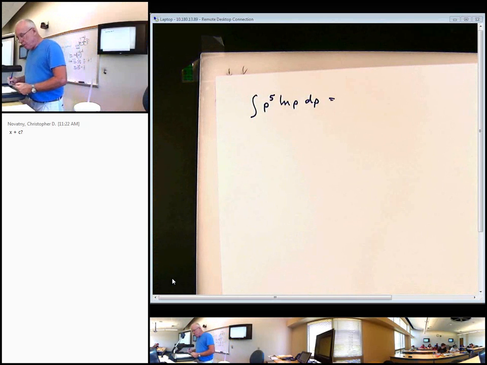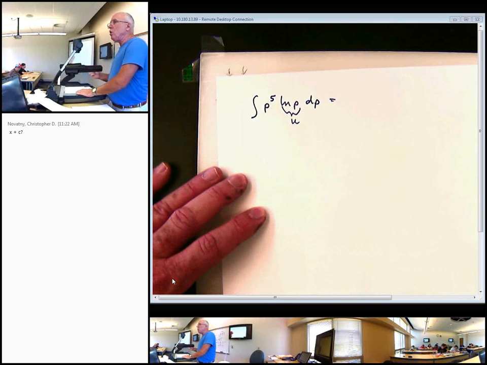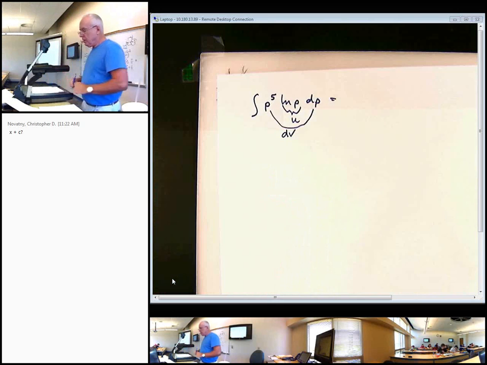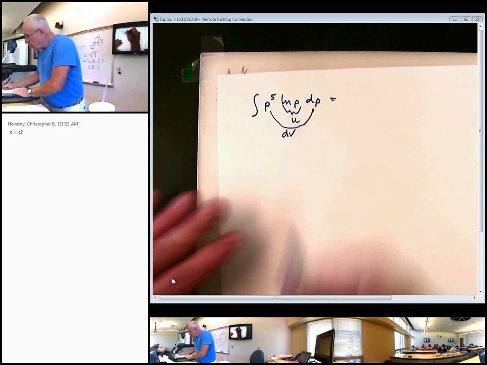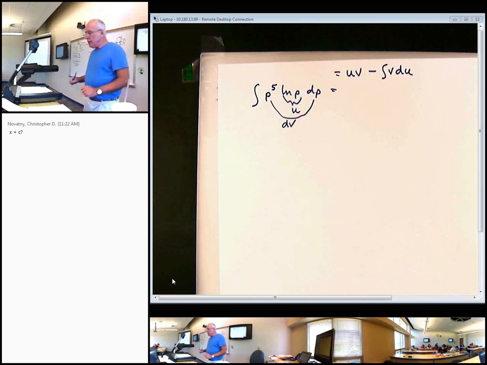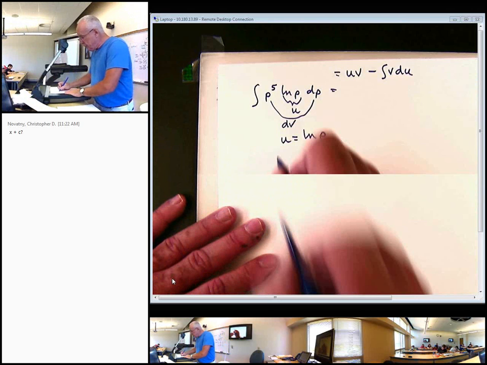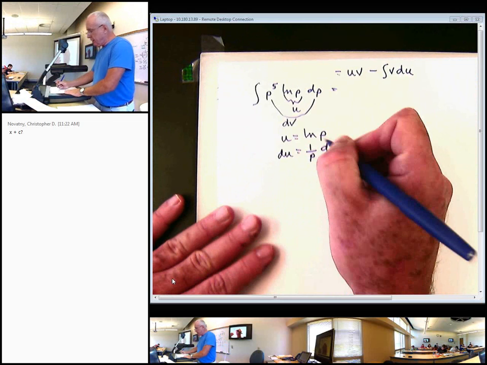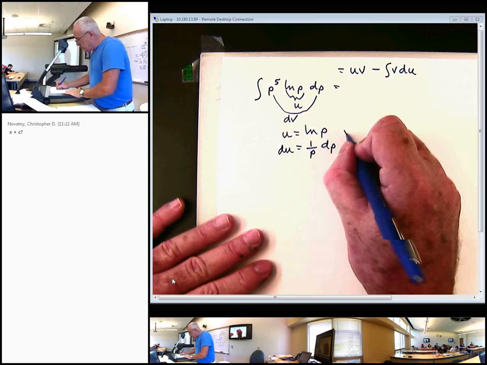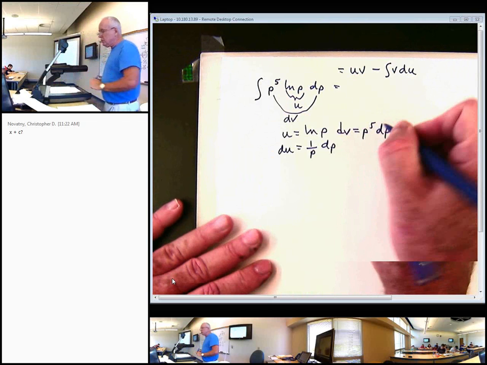Okay, we're going to use integration by parts. I'm going to let this be my u, because when I do the derivative, I'll get 1/p, which is good. And then this part is going to be my dv, p to the 5th dp. And so this is going to equal u times v minus the antiderivative of v du. Okay, let's get the component parts. u is the ln of p. The derivative du is that 1/p dp. That's why that was good to select that as my u. My dv is the rest of the stuff, p to the 5th times dp, the rest of my integral.